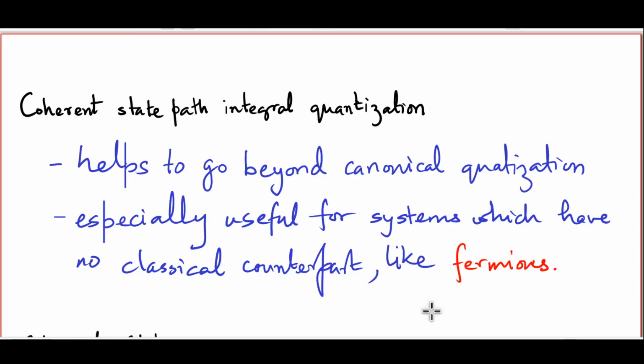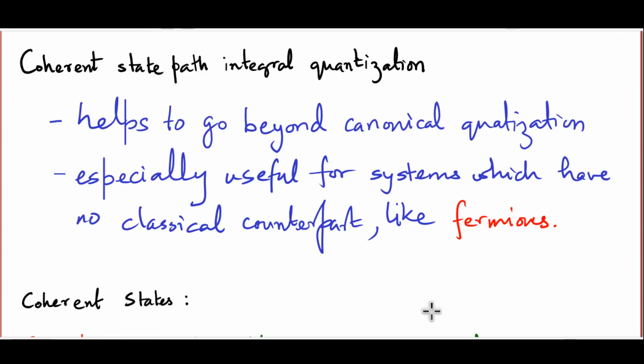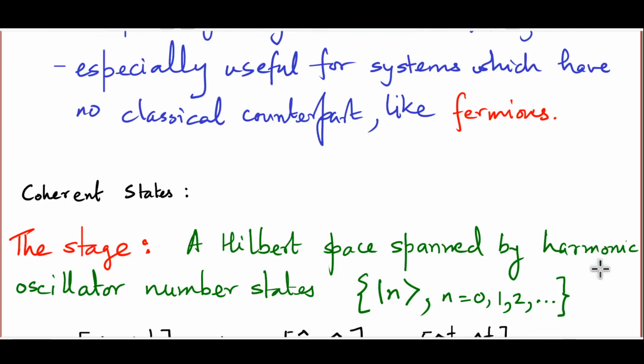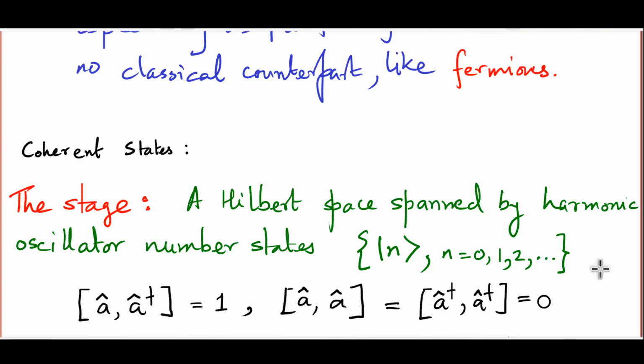The arena where the coherent states live is one which is pretty familiar to all of us. It is the Hilbert space which is spanned by eigenstates of the harmonic oscillator Hamiltonian, the number states, ket n, where n ranges from 0, 1, 2 and so on for all non-negative integers. And the major players in this game are, of course, the standard raising and lowering operators, which are familiar objects from the theory of harmonic oscillators, A dagger and A, and this, of course, is a very familiar commutation relation which A and A dagger obey.